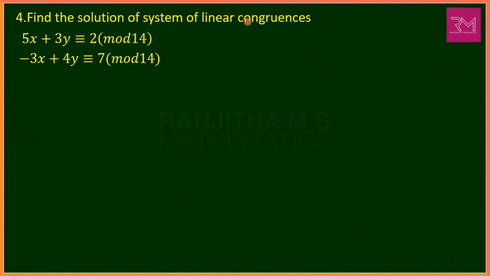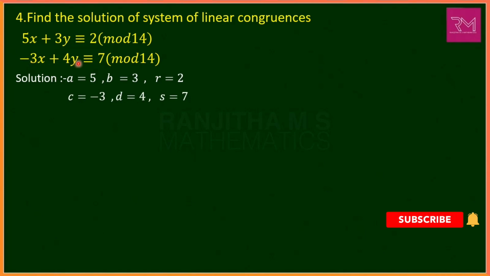Find the solution of the system of linear congruences 5x plus 3y congruent to 2 mod 14, minus 3x plus 4y congruent to 7 mod 14. Here the procedure is the same for all the problems, but here we have to carefully write the values, that is a, b, r and m value, c, d, s and m value, and we have to find the GCD value. Again we have to find x value and y value finally. So the solution here: for this first linear congruency, a value is 5, b is 3 and r is 2. Similarly for the second congruency, c value is minus 3, d is 4 and s value is 7. Also, under modulo 14, m value is 14 here.